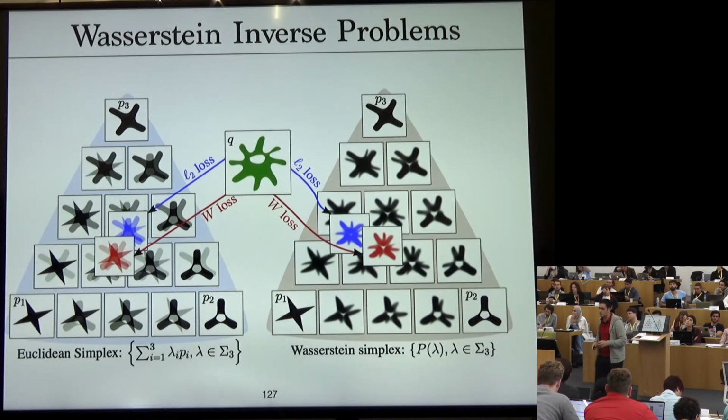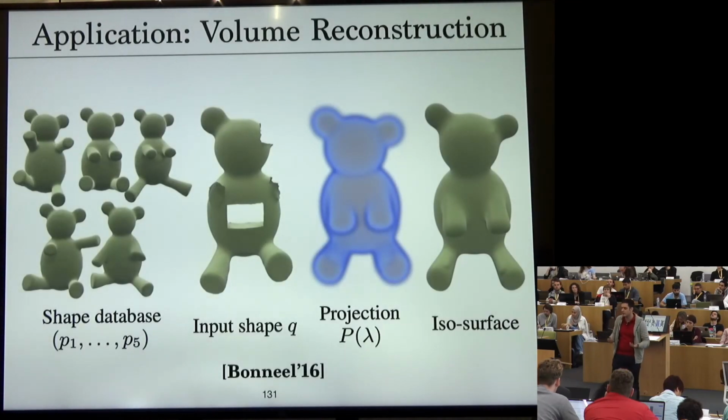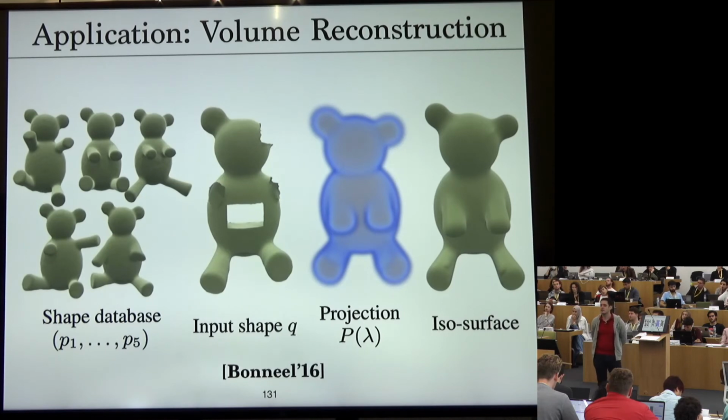I'm going to skip through the details, but to do these computations, what we need to do is differentiate the Sinkhorn algorithm, automatically backpropagating through the Sinkhorn algorithm. I'm going to spare you the details because it's relatively complicated, but here is one very simple example where we use this in graphics. You have a collection of 5 3D histograms, volumetric histograms. Those are bears. There is one histogram that is given to me. It's an input. It's a bear that's been tortured. You've just cut the arms and dug a hole in it, etc.